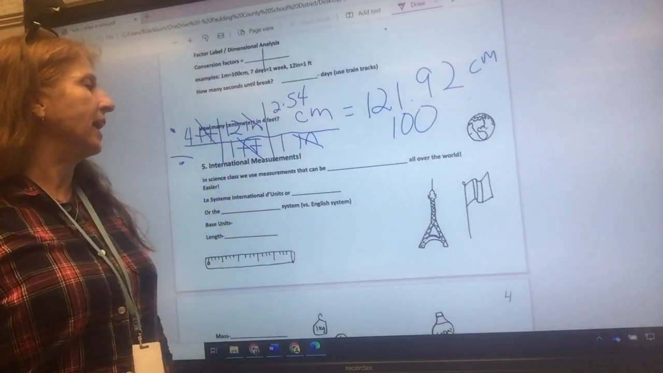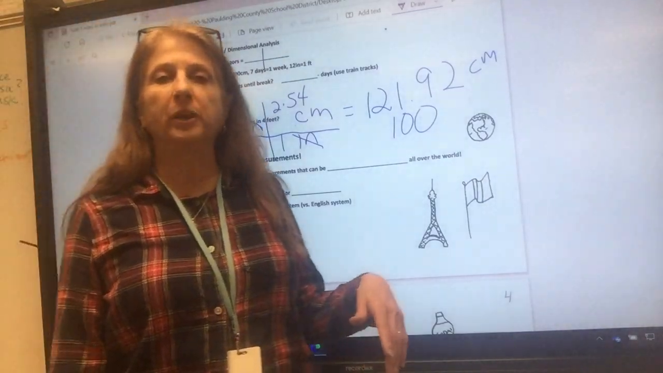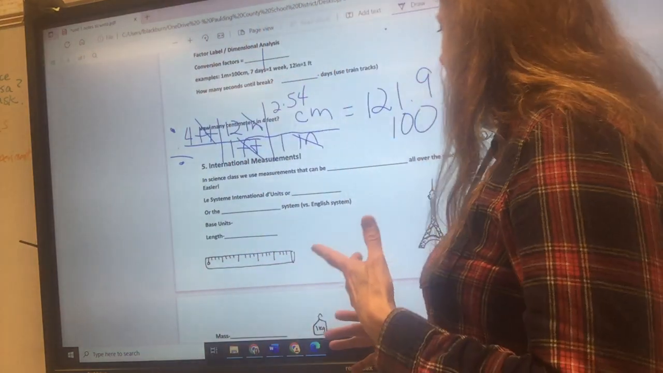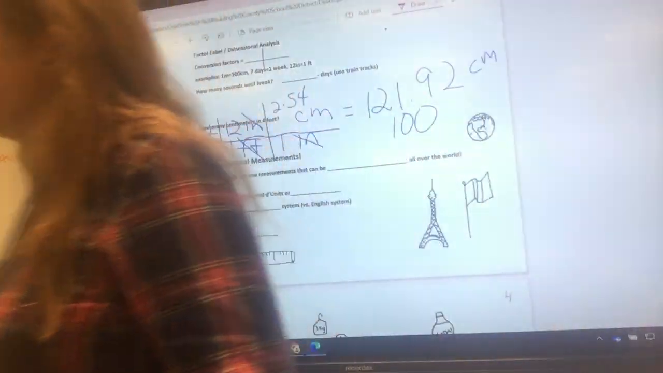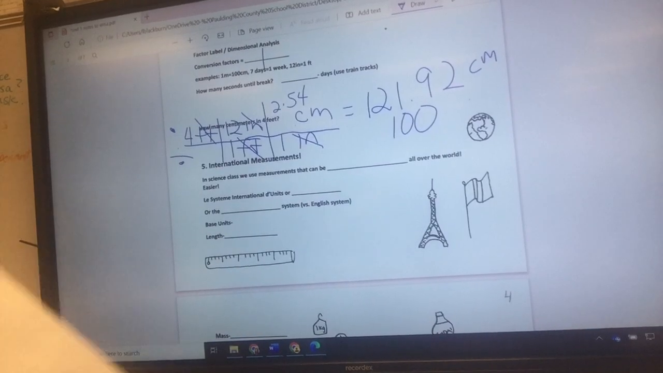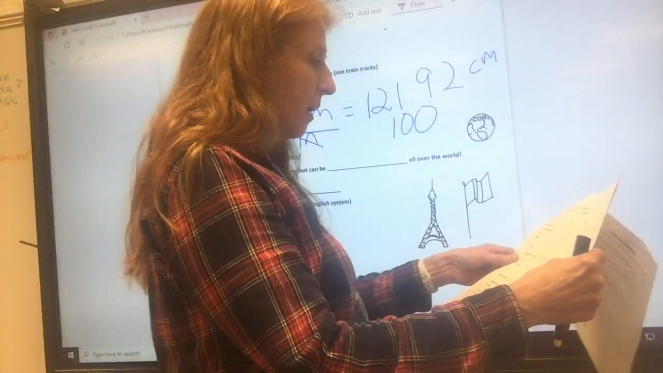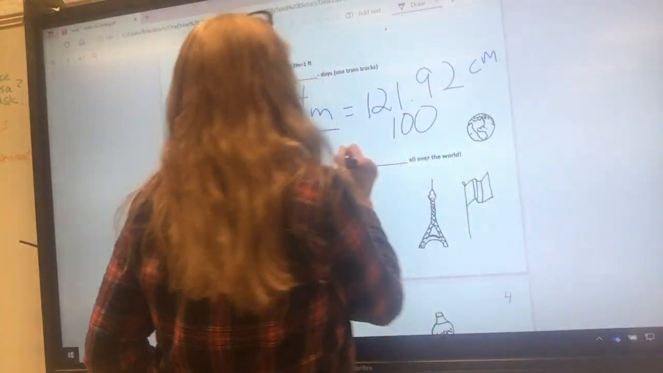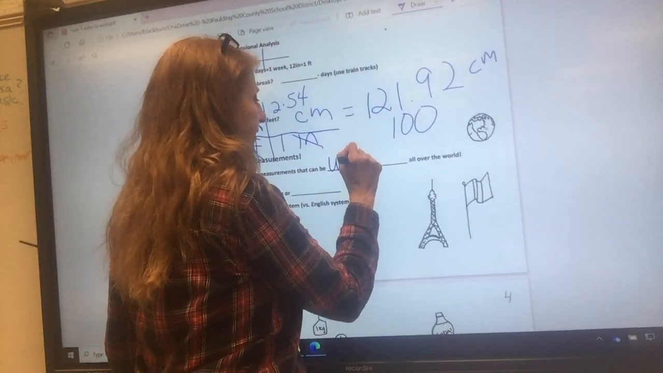All right, now, international measurements. In science class, we use measurements that can be understood all over the world. What did I do with my thing here? Here it is. Try to make sure I'm writing the same thing again. Yep, understood. Oh, that's easier.